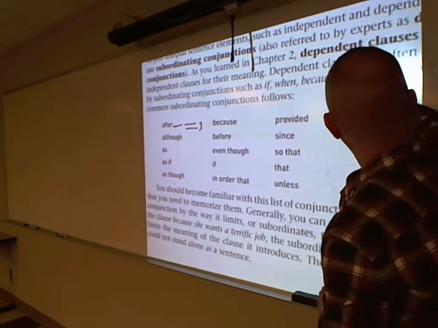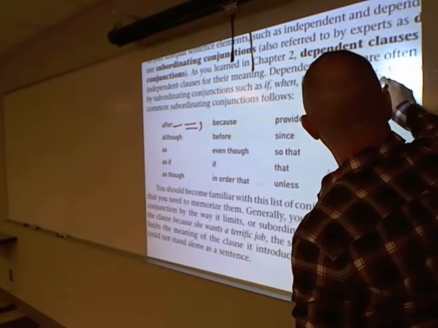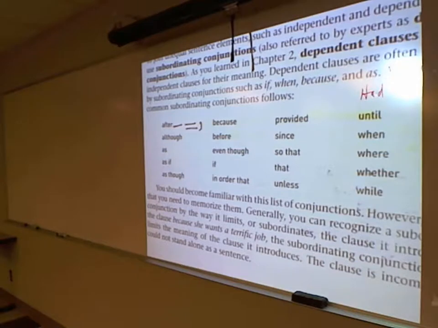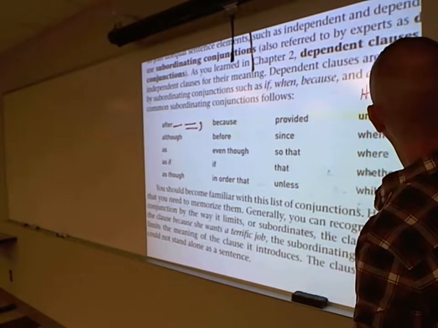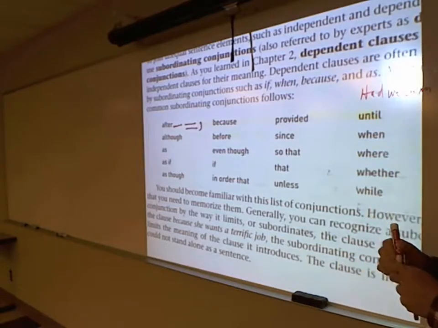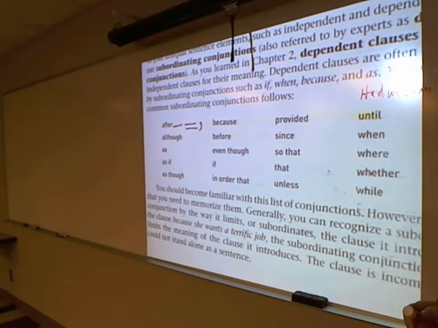Had we known of this, of the accident, we would have taken a different route. So that word had is functioning as a subordinating conjunction in that particular case, and then we use a comma to offset it since it's introductory.